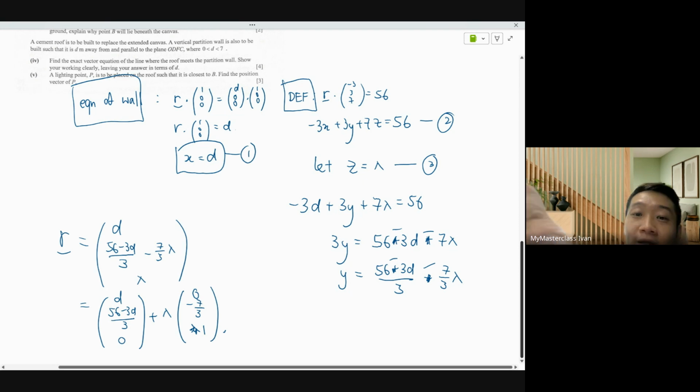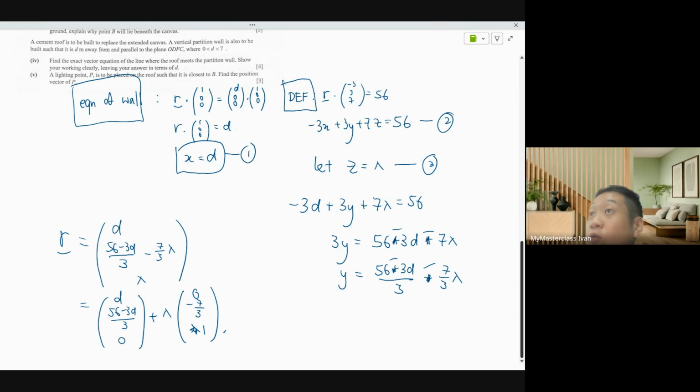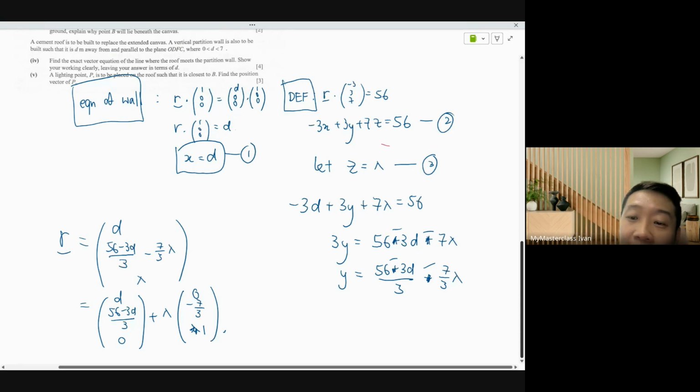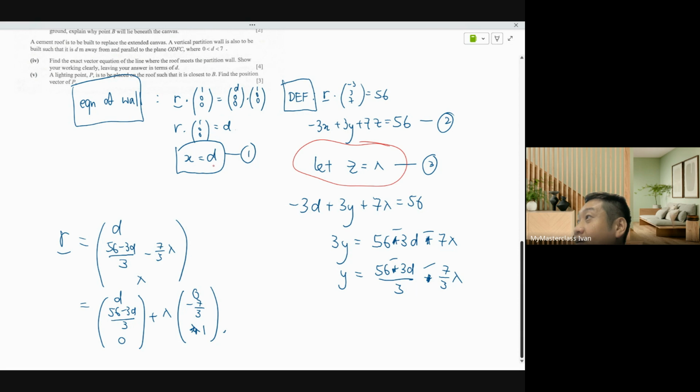The skill is what? If you know that you need a line, it means you need a lambda. You can just let one of the variables be equal to lambda. We don't let x be equal to lambda, because x equals d from here. Can you let y equal lambda? Can, it doesn't matter. So if you need a line from the Cartesian equation, you can just let one of the variables be equal to lambda.